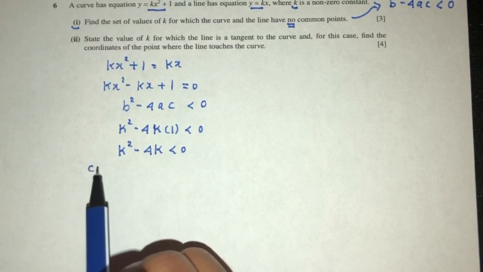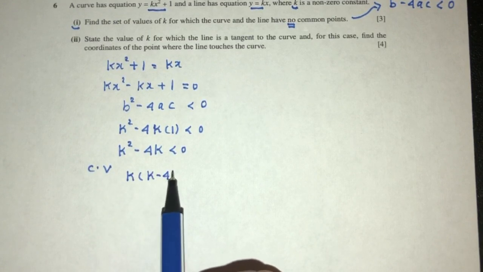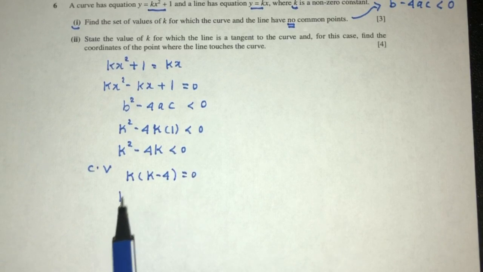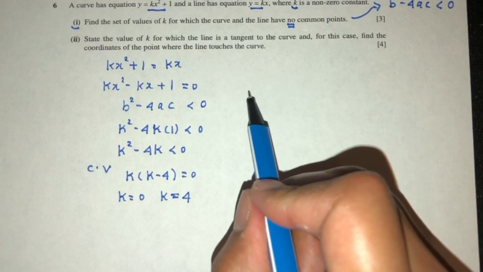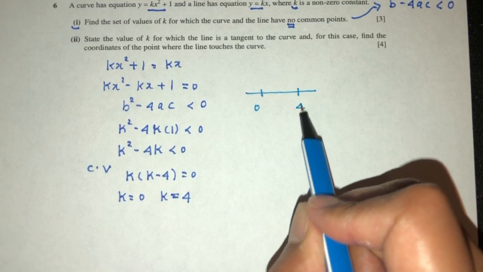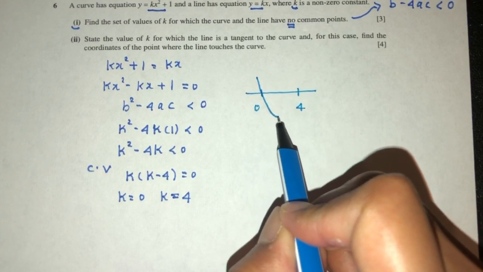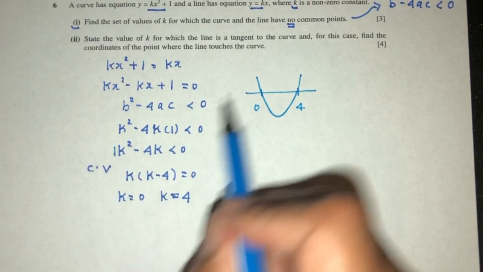So we can find the critical values. That will be factorize k, that should be k times (k minus 4) equals 0. So k can be 0 and k can be the value of 4. Okay, so from this we have 0 here and 4 here. That should be the curve. Because it is a positive k squared, the shape will be something like this.